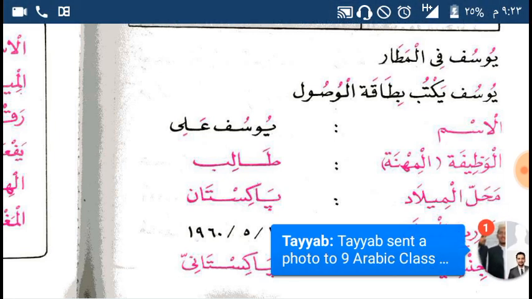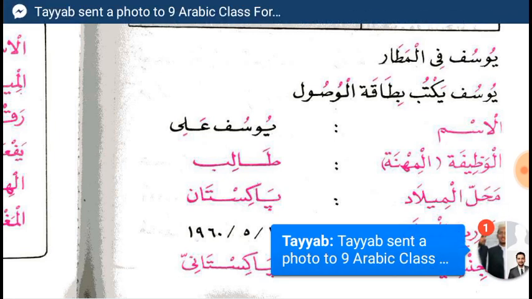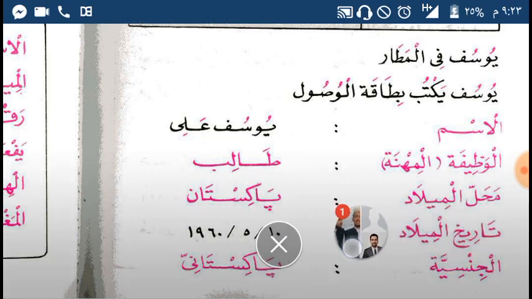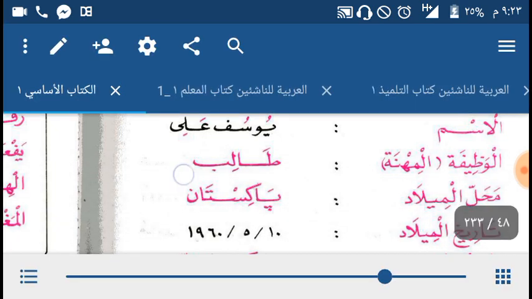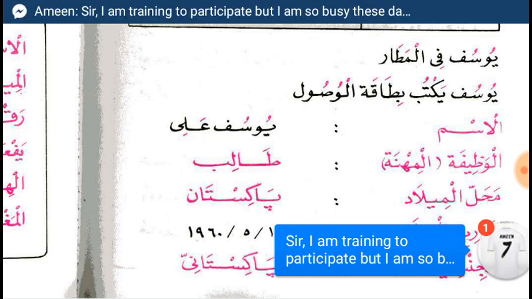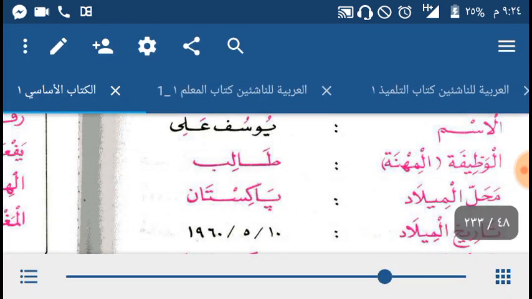Yusuf fil matar. Yusuf in the airport. Yusuf yaktubu bitaqatil wusul. Yusuf has an arrival card. Yusuf is writing. Yaktubu means is writing. Yusuf is writing the arrival card.